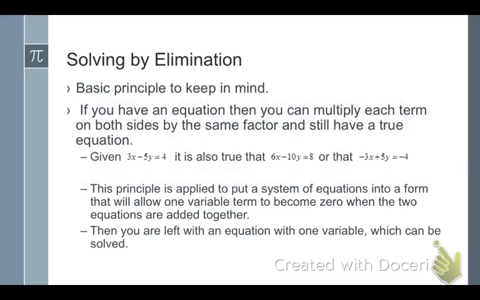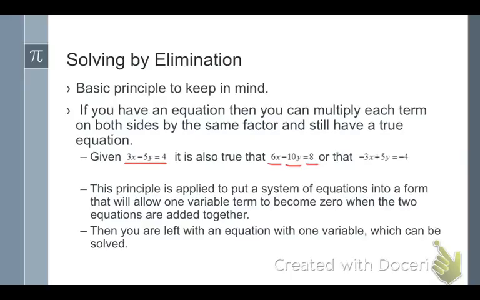So some basic principles to keep in mind. If you have an equation, then you can multiply each term on both sides by the same factor and still have a true equation. So for example, if you have 3x minus 5y equals 4, if I multiply everything in that equation by 2, each term, I get 6x minus 10y equals 8. That is still true because I've done the same thing to both sides, but it is essentially the same equation. It tells me the same relationship. It would be the same line if I graphed it.